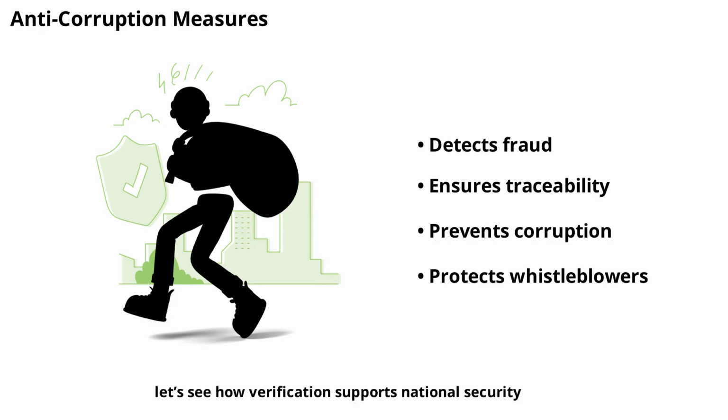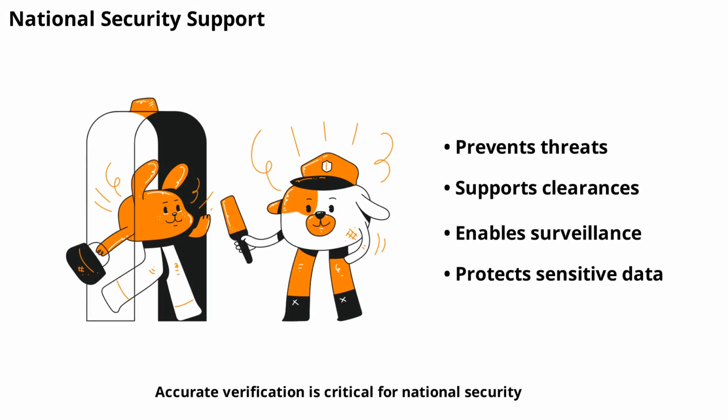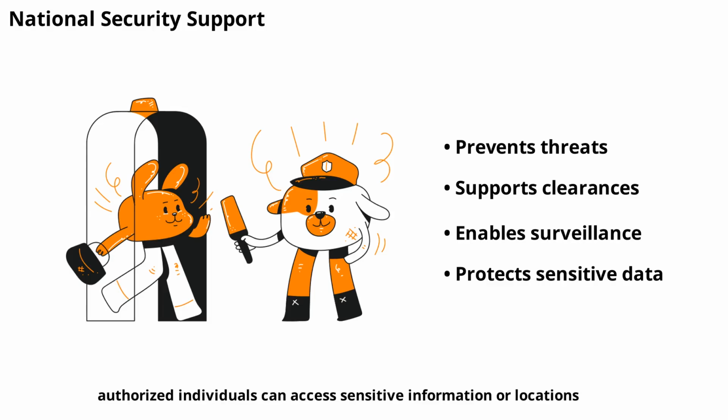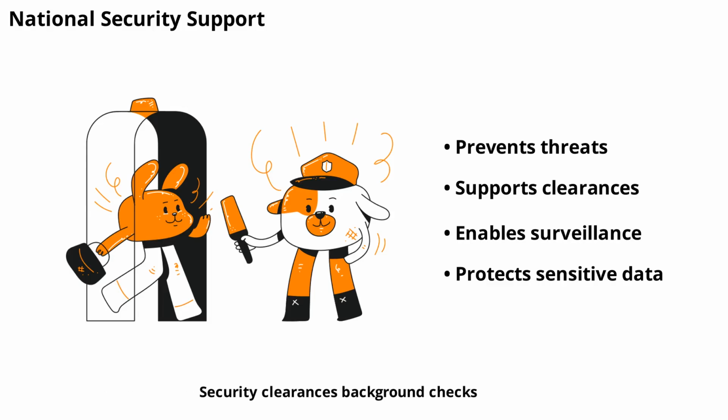Now, let's see how verification supports national security. Accurate verification is critical for national security. It helps prevent threats like terrorism, espionage, and organized crime by ensuring that only authorized individuals can access sensitive information or locations. Security clearances, background checks, and surveillance all rely on robust verification protocols.